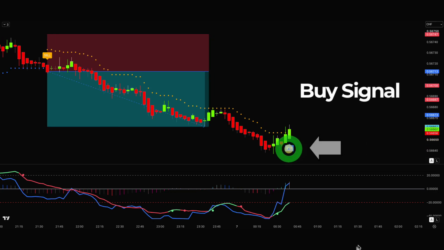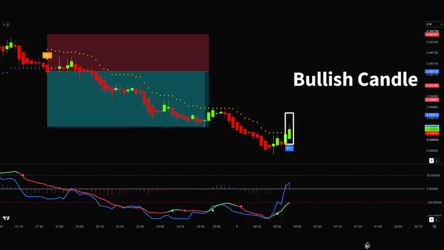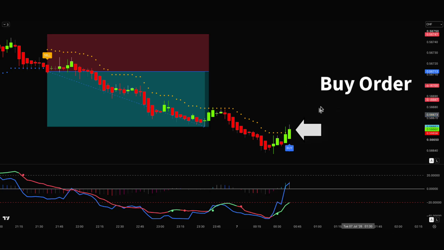Here the Super Trend with buy-sell signals arrow up of this is buy signal. Here the blue line of volume-weighted RSI is above the red line. Here market has made a bullish candle to give confirmation. So all our conditions are being fulfilled, so we are placing an order to buy.